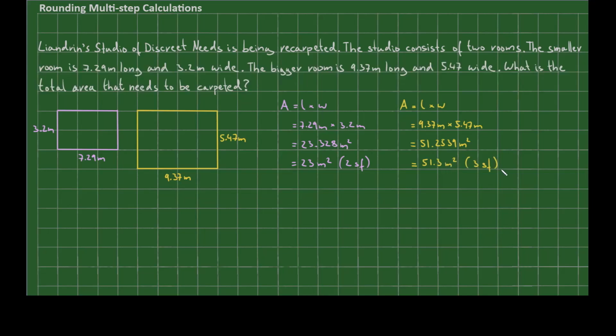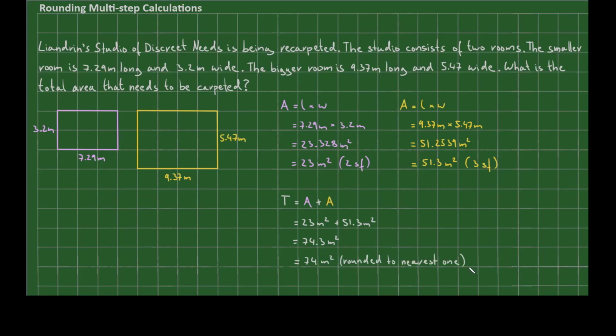Now I need to calculate the total area. The total area is the sum of the purple and yellow areas. 23 square meters plus 51.3 square meters will give me 74.3 square meters. Considering that I have just performed an addition of measured quantities, I need to round based on the least accurate measurement. And in this case, that would be the 23. It is only accurate to the ones position, whereas the 51.3 is accurate to the 10th position. So this 74.3 will be rounded to 74 square meters.